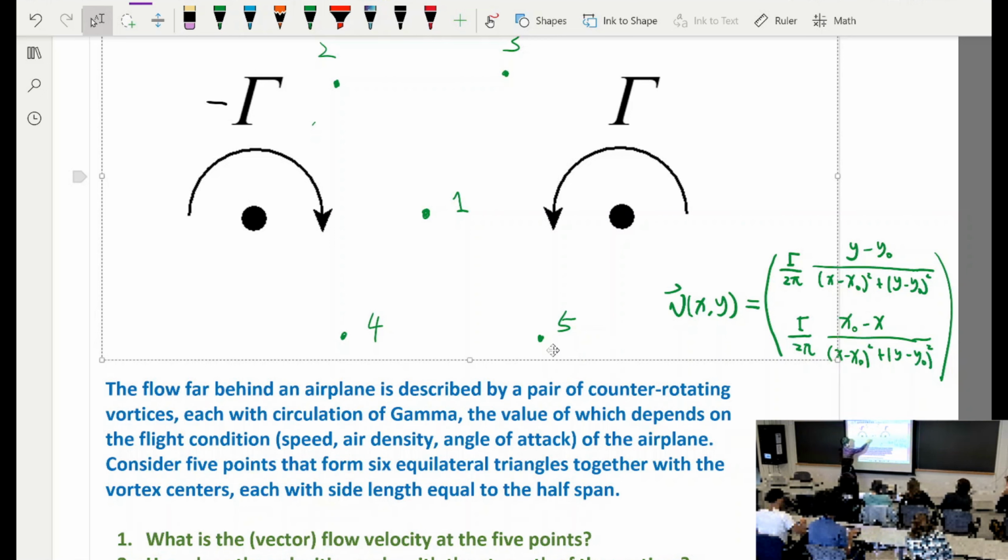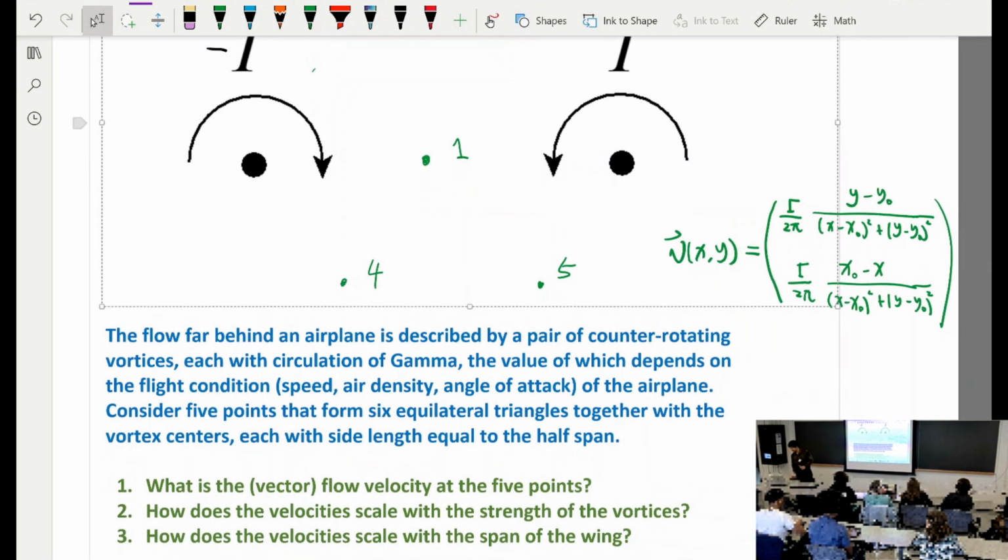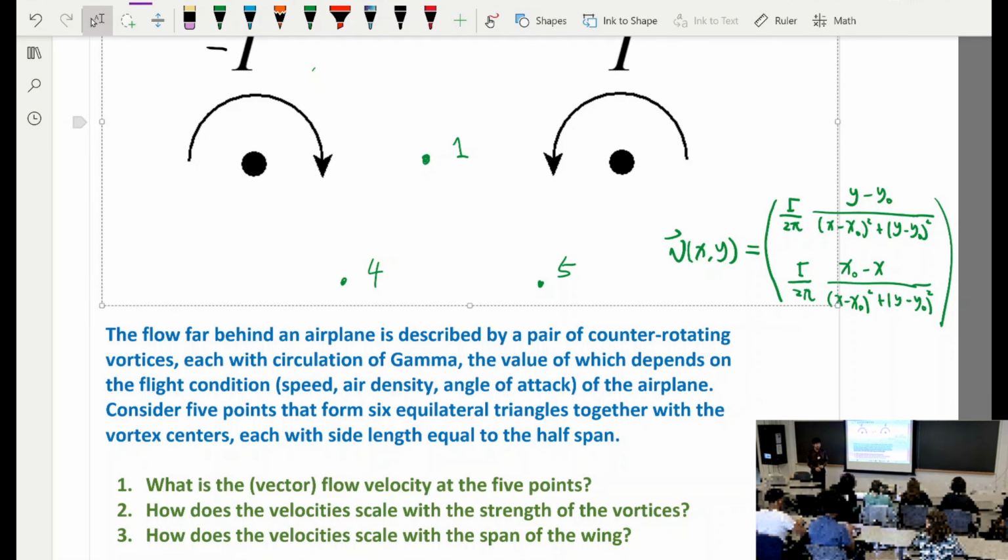So this is a half span, right? And all of these are half spans. So equilateral triangles around these two vortices. So again, come up to the blackboards and form groups of two and start to work out how fast is the velocity.